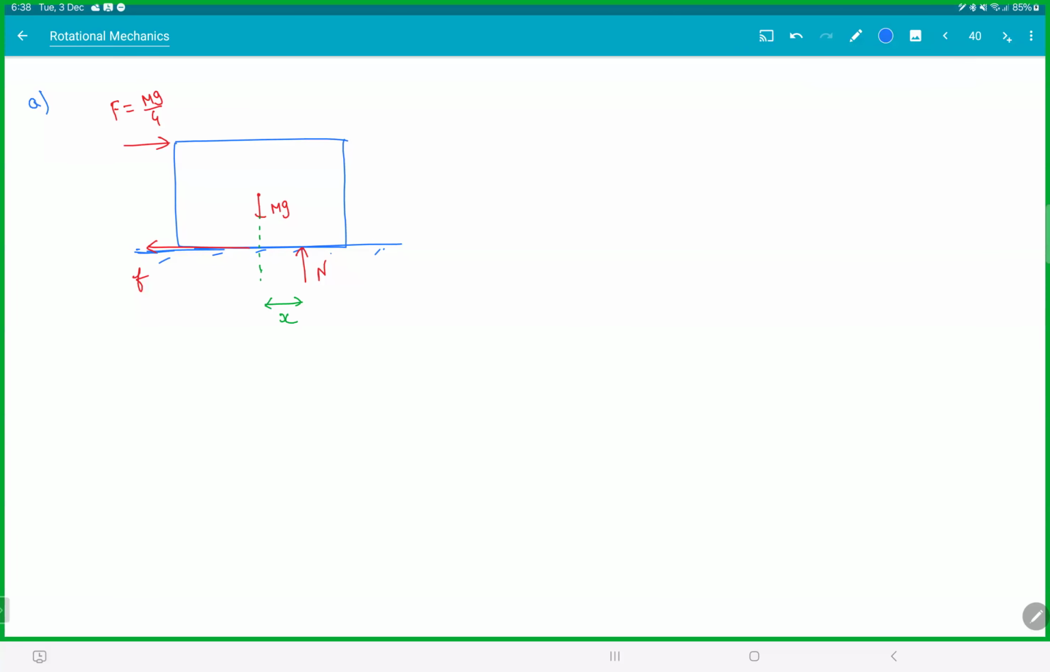Step 2, write the forces horizontally and in the vertical direction. So F is equal to friction is equal to mg by 4. Actually, they both are equal. N is equal to mg. Perfect. We can take torque about any point. I'll take the center of mass.